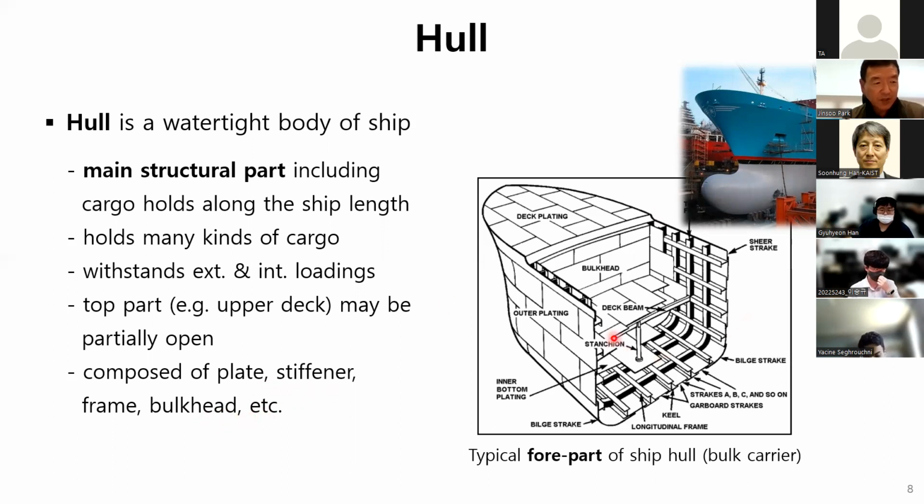This figure shows the inside of the typical forepart of the hull of a bulk carrier, which carries grain or coal. It looks quite complicated and is composed of many different types of structural members. However, as you see from this photo, the outside of the hull looks quite simple and smooth.